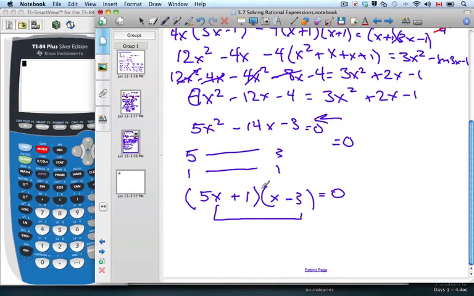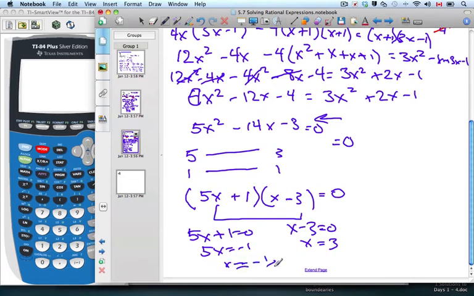If this wouldn't factor nicely, or if it was hard to find, I would have gone to the quadratic formula and plugged those values into there. But now I can say 5x plus 1 equals 0, or x minus 3 is 0, so x equals 3, or 5x equals minus 1, x equals negative 1 over 5. And there's our solution. Now, we can also do this one graphically.